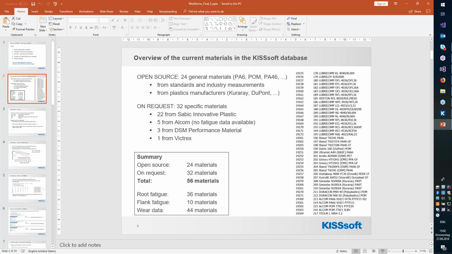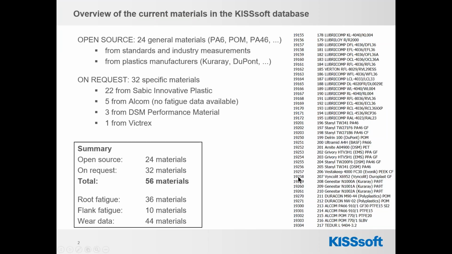What you see now is an overview of the plastic materials that we have in the KISSsoft database. Currently, we have 56 materials available. 24 of these materials are what we call open source. So when you install the software, you get the materials with the installation. These materials are usually from the standards or industrial measurements, or they are also provided to us by the material manufacturers like Covestro or DuPont.